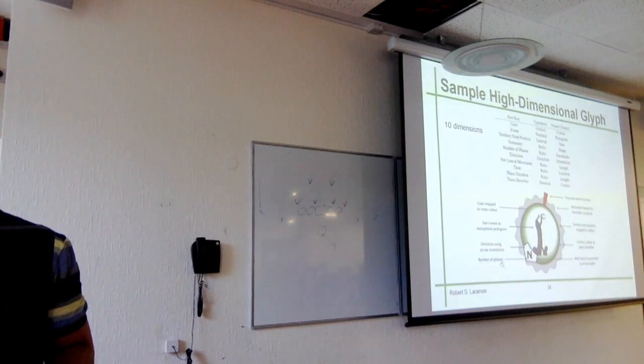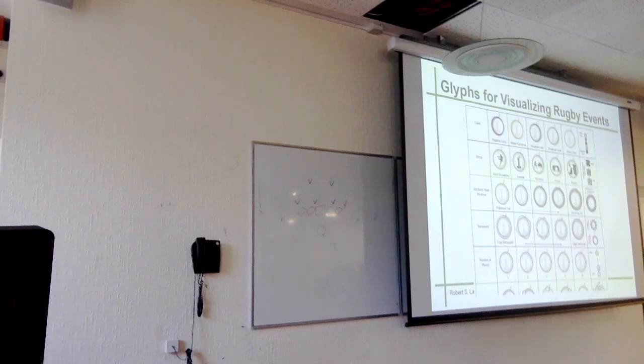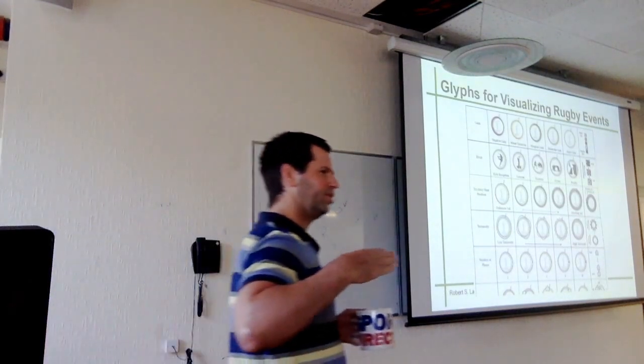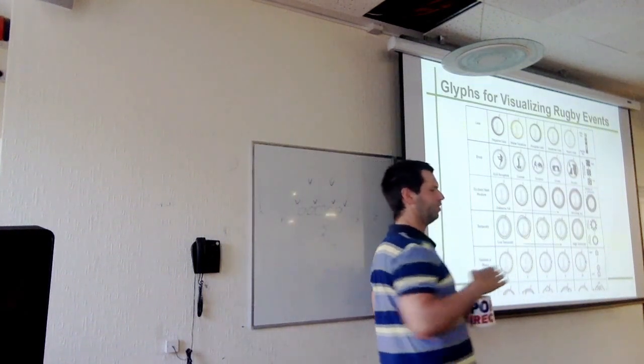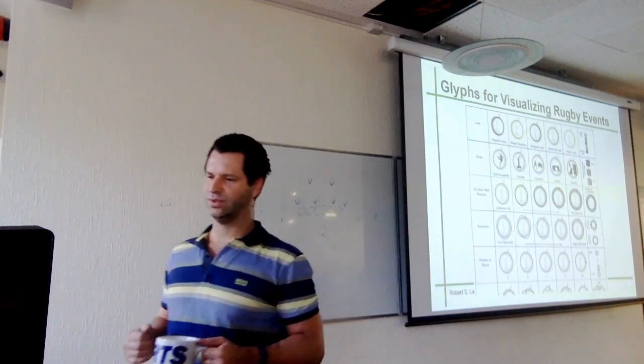N is the number of phases. The direction of the ball movement is indicated with this arrow orientation, right? The start event or the type of event is shown using a pictogram, and then gain is mapped to the inner color. So let's see some examples. By the way, gain is the amount of territory that's towards the goal, right?